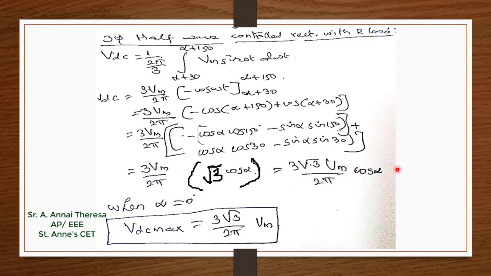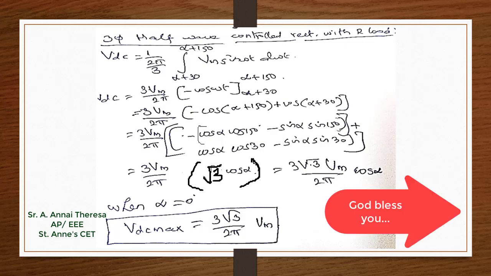When alpha is equal to 0, that is, when the thyristor is triggered at 30 degrees, then VDC will be maximum, that is 3 root 3 Vm by 2 pi cos alpha, and cos 0 is 1. So 3 root 3 Vm by 2 pi. So that's all about the 3-phase half wave controlled rectifier with R load.